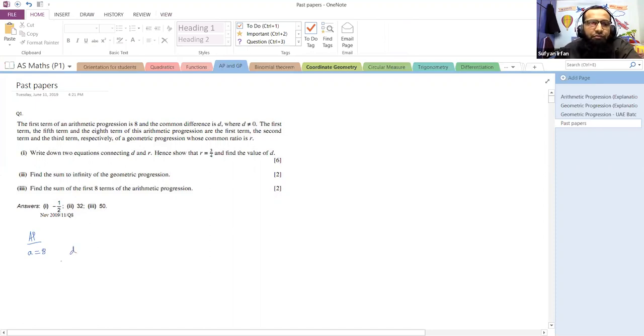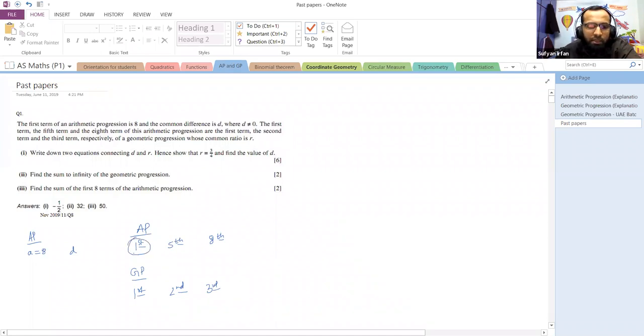The first term, the fifth term, and the eighth term of this arithmetic progression are the first term, the second term, and the third term, respectively, of a geometric progression. Now these lines are very important. The examiner is saying that we have one sequence, an arithmetic progression: a first term, a fifth term, and an eighth term. Now, the examiner is then telling us about the GP. The first term, the fifth term, and the eighth term of this AP are the first, second, and third terms of a GP.